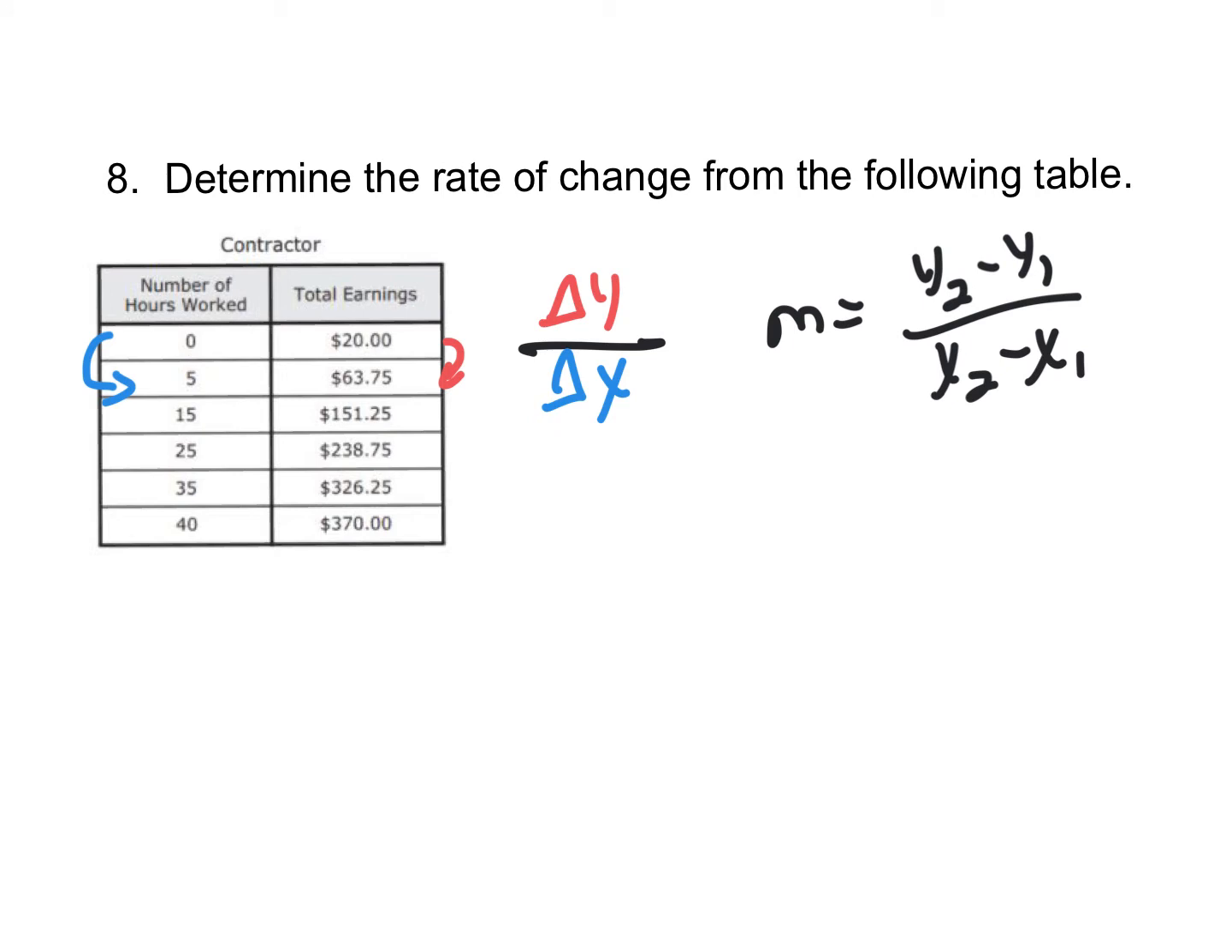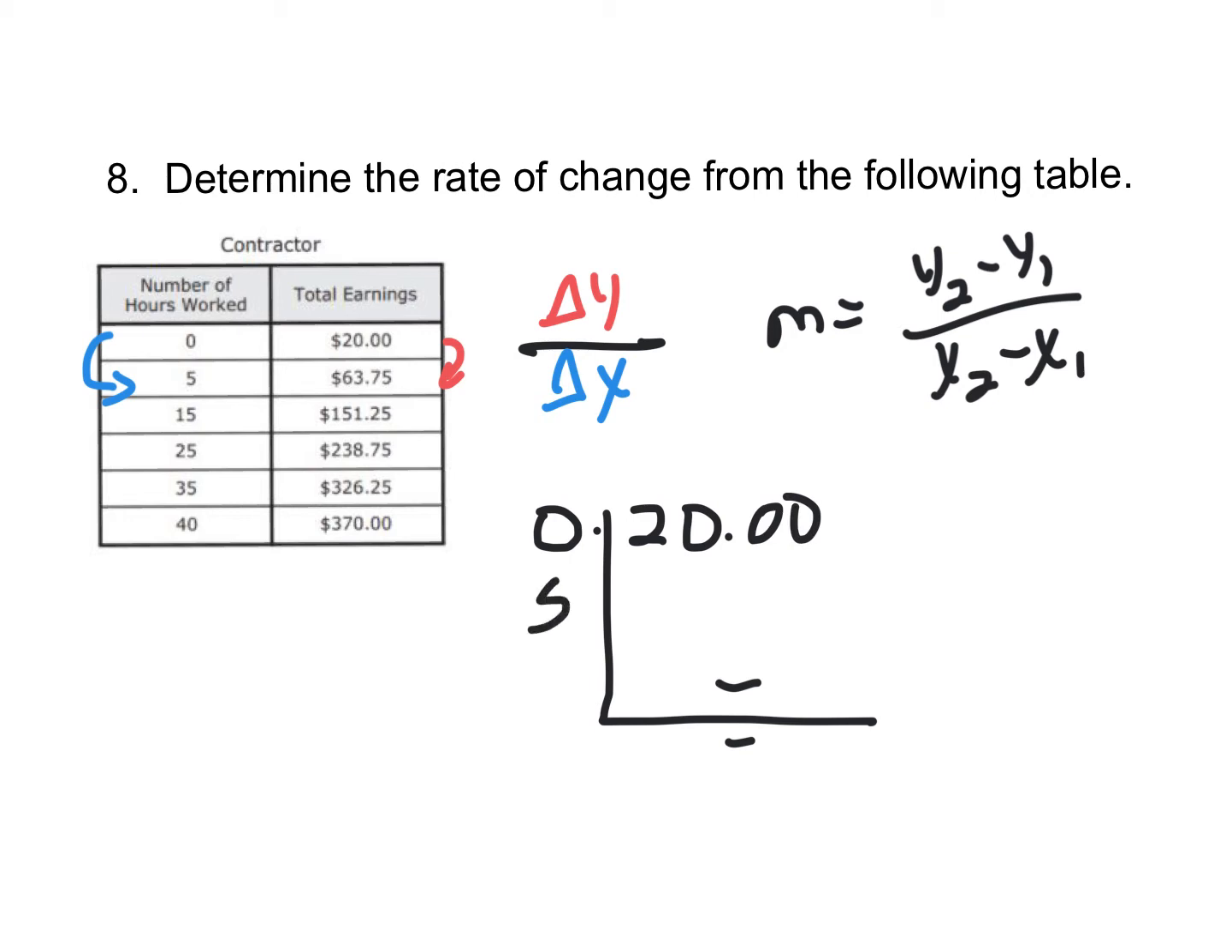I have taught you in class that you can use the strategy of stack, slide, subtract to try to help you, if you're comfortable with that way. It looks like when there's 0 hours worked, we have $20. Now it's in dollars, so we can go ahead and write that out if we want. Then we also have a 5 with an output of $63.75. Okay, so what we can do is subtract these numbers to find the rate of change, or the slope.